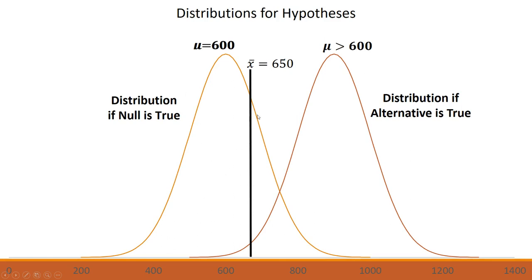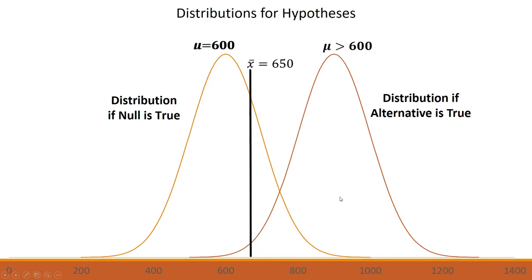Well, if just looking at these distributions, we would say it's actually pretty likely that you would observe a sample mean somewhere around 650 if the null hypothesis is true. In this distribution, values around 650 are very, very likely. Whereas if the alternative hypothesis is true, that is, if this is the true distribution in the population, then a value of 650 would be very unlikely. So values around 650 are very unlikely if the alternative hypothesis is true.